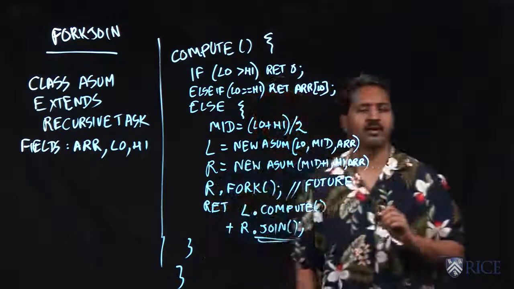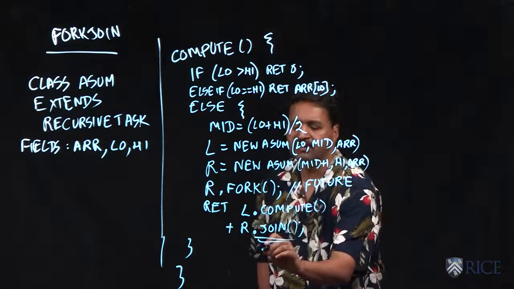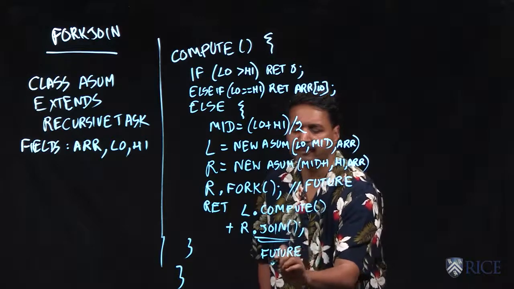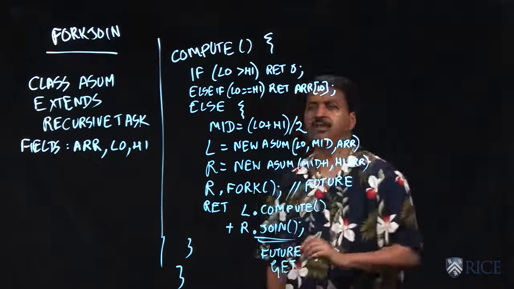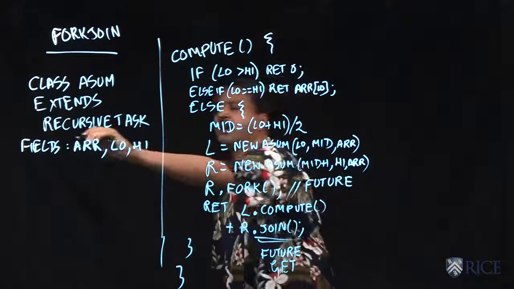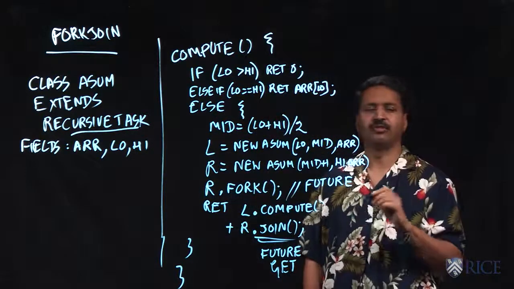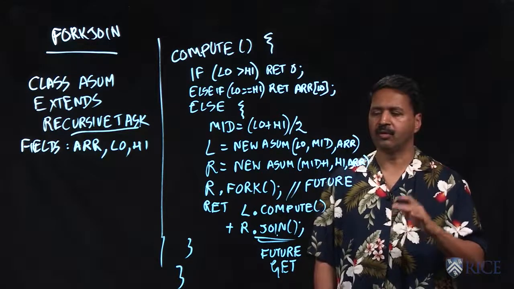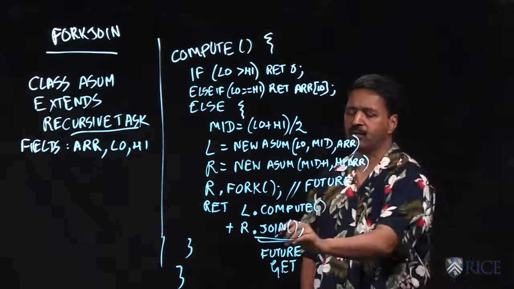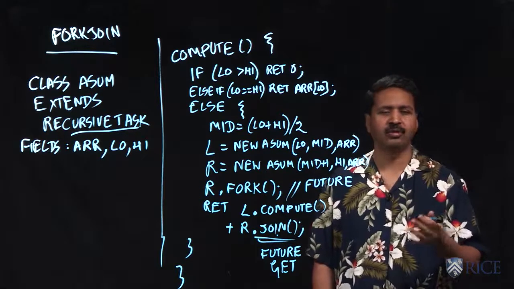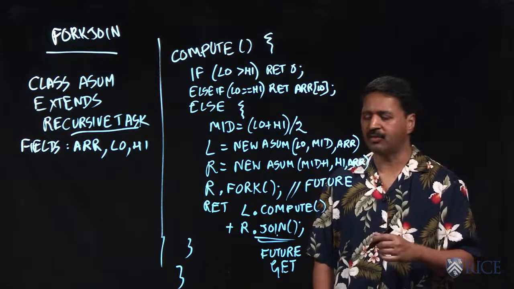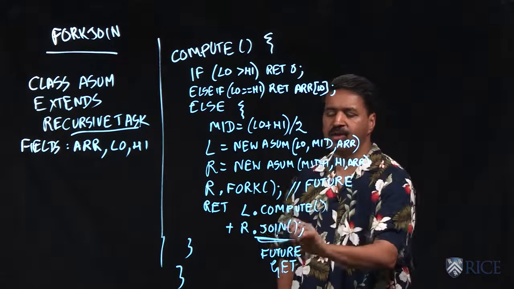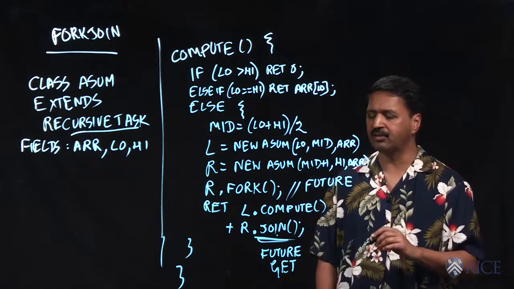So what join does, as we know for futures, is it actually implements the future get operation. And this comes about because a RecursiveTask over here implements the Future interface in Java, and so join actually has a return value. Earlier with imperative tasks, we saw that join was something that we could use to implement finish and just wait for a task to complete. But here with functional parallelism and futures, join actually returns the value that's computed.